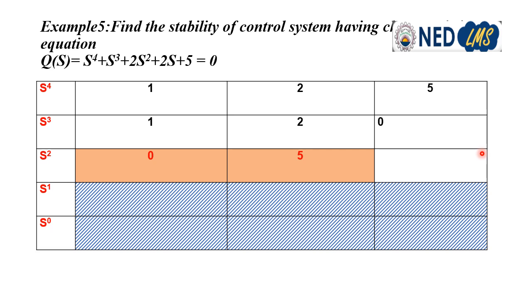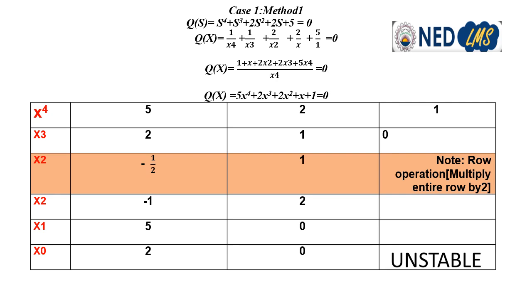So we have seen two remedies. For the first case, this is special case 1. In the first remedy, we replace Q(s) by Q(x), that is, we replace s by 1/x. So s^4 becomes 1/x^4, s^3 is 1/x^3, 2s^2 is 2/x^2, 2s is 2/x, plus 5 times s^0, which is 1, equals 0. We take the LCM, the highest being x^4, and when we simplify this it becomes 5x^4 + 2x^3 + 2x^2 + x + 1 = 0.